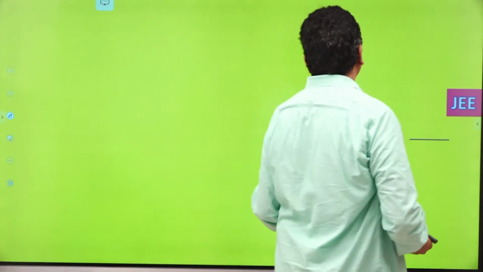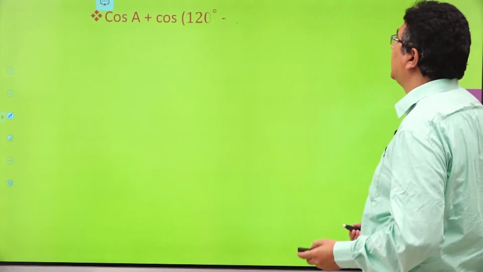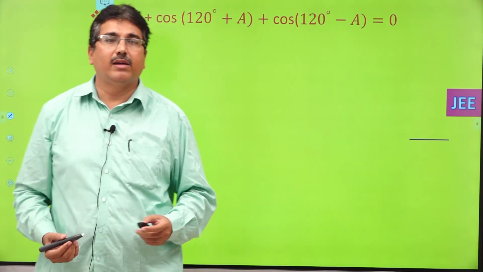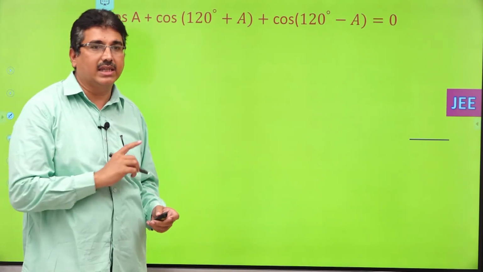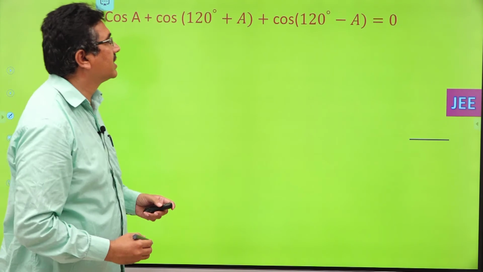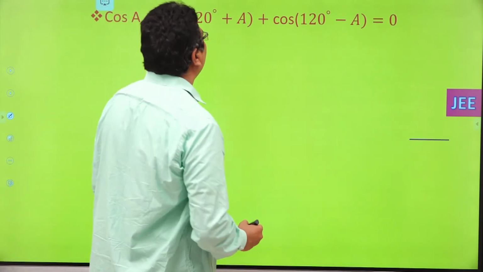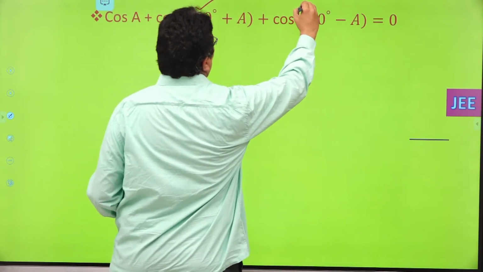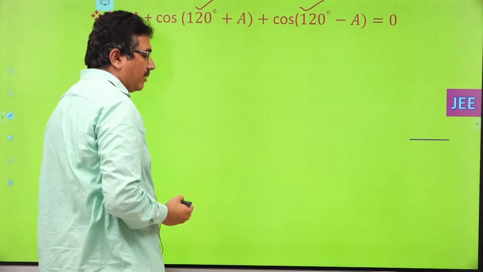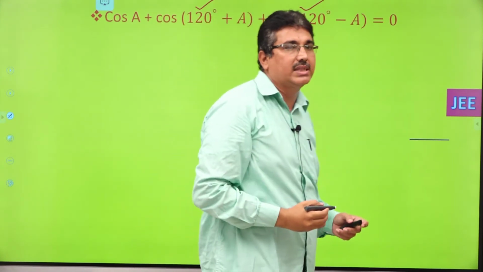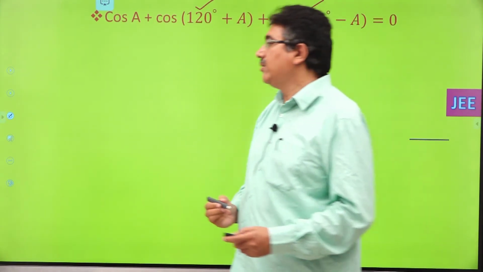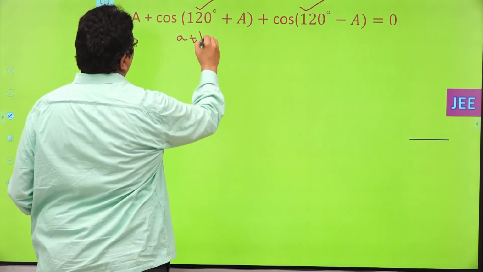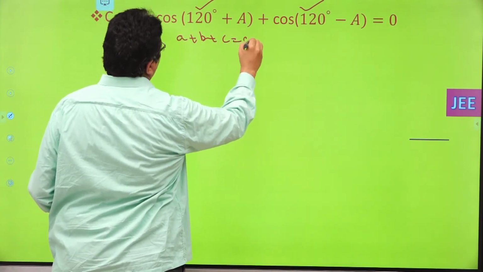Okay. Now see another important result. Cos A plus cos 120 plus A plus cos 120 minus A is equal to 0. Applying the cos a plus b formula and the cos a minus b formula and simplifying, that is equal to 0. So a plus b plus c is equal to 0.